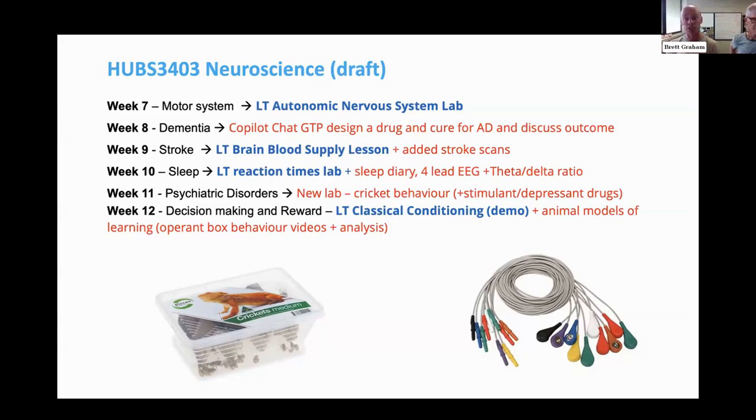But then that lecturer also does a lot of work in animal models with rodents in operant chambers. And so she's going to get some video footage of how you might do a similar sort of experiment in an animal model, and probably bring some of that video content into LT and embellish the second half of that classical conditioning. That's all the slides we have.